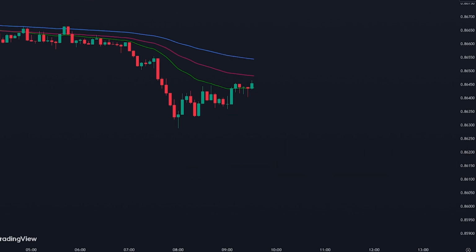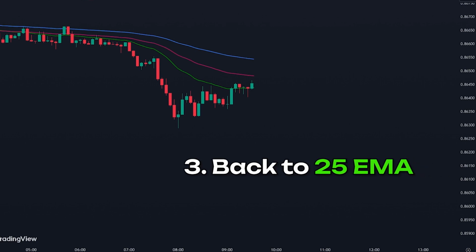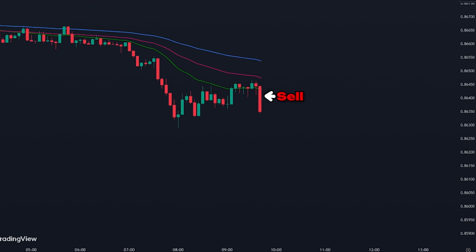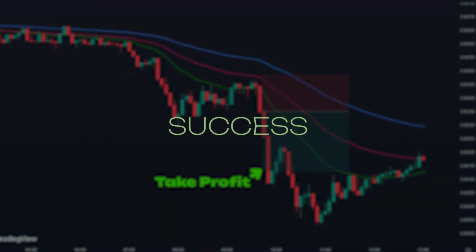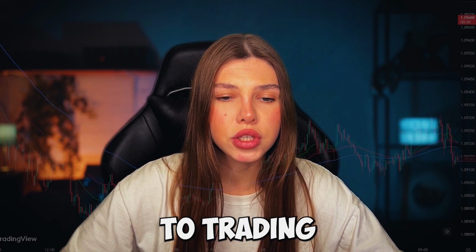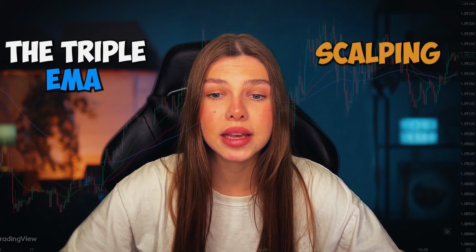Once the pullback occurs, we patiently await the price to return to the 25 EMA. Upon this reversal, take a sell position, establish your profit target and stop loss, and as evident, the price reaches our profit target, marking this trade as a success. This outlines the approach to trading using the triple EMA scalping strategy.